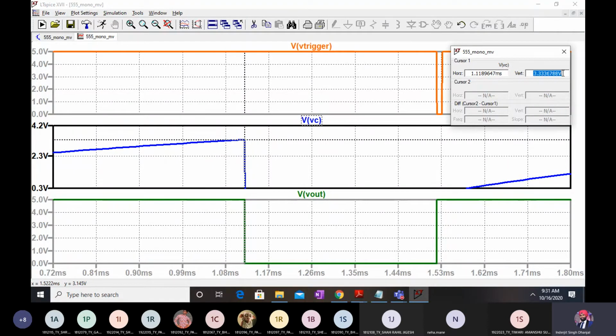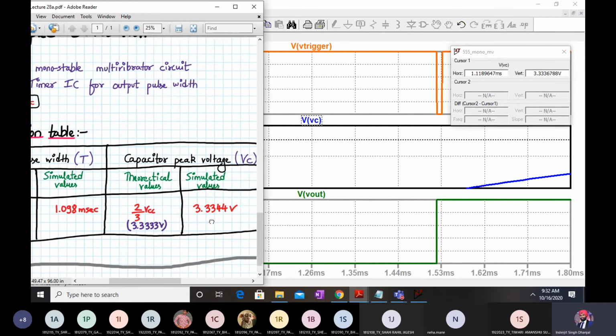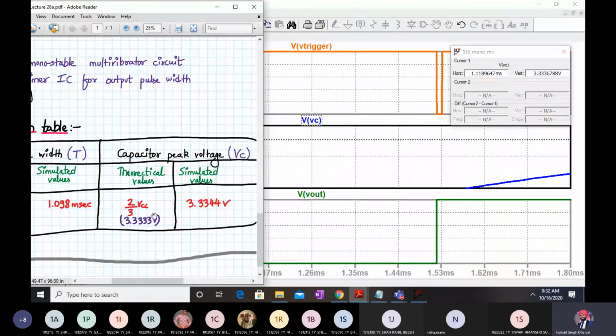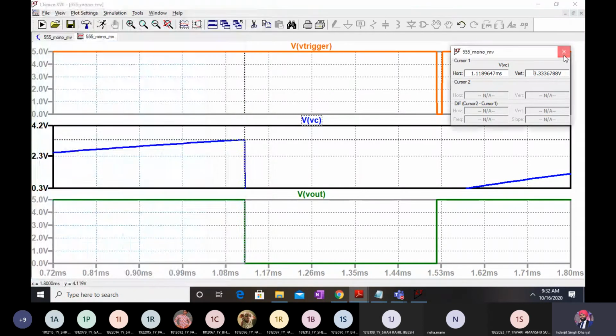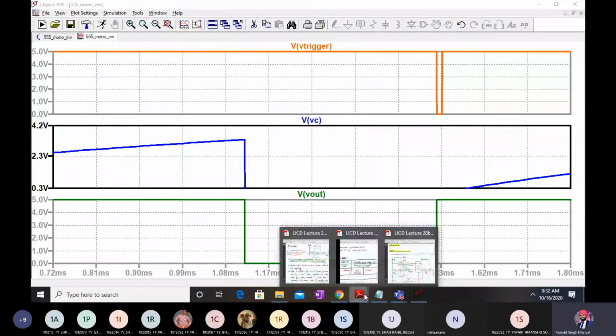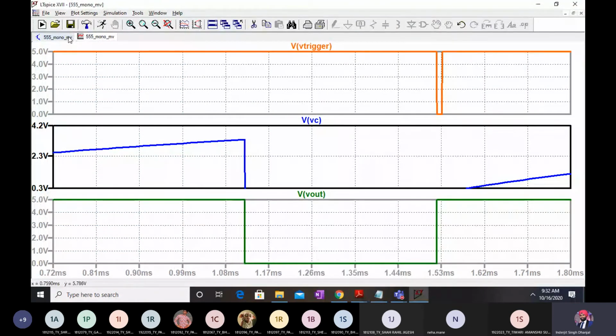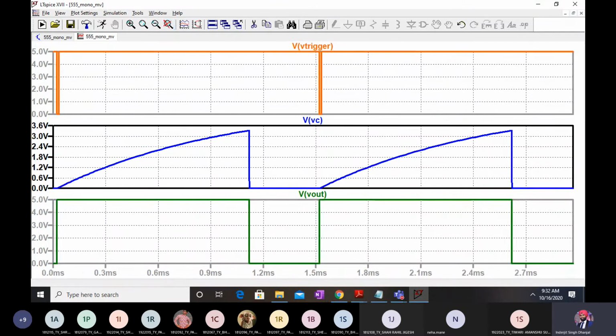As you can see, the maximum recorded value over here is 3.33367. That value will be very important when we go back to theory. Basically it should be 2/3 of VCC. VCC is 5 volts, so it should be 2/3 of 5, which is around 3.3333, and here the simulated value we are getting is 3.33367. So that's the capacitor voltage. These are my trigger pulse, my voltage across the capacitor, and my output voltage for a monostable multivibrator.